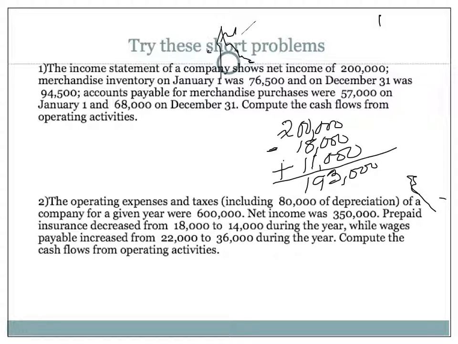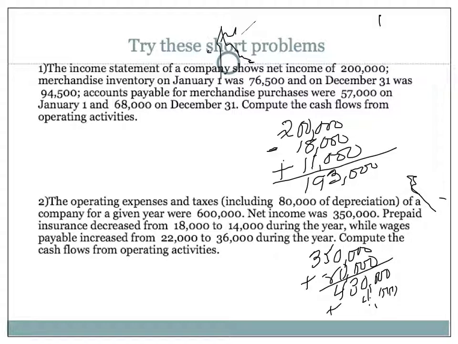In the second case, the operating expenses and taxes, including 80,000 of depreciation of a company for a given year, were 600,000. Net income was 350. Okay. But to get to that 350, we deducted 80,000 in depreciation, so we add that back. So therefore, we adjust the net income statement for cash, which is 430,000. And then we look at the prepaid insurance decrease, so that's an additional amount of cash, 4,000.